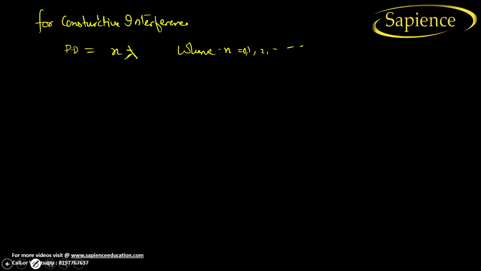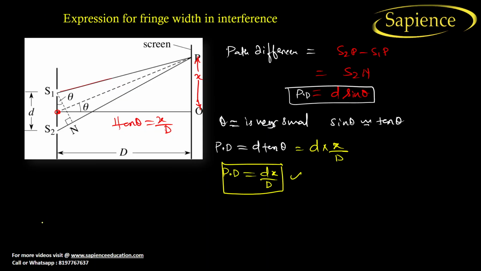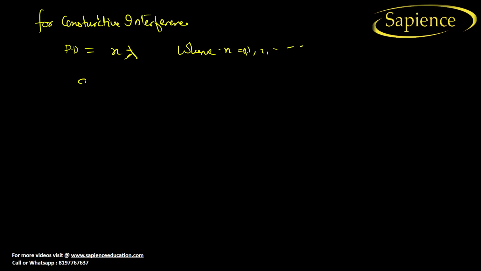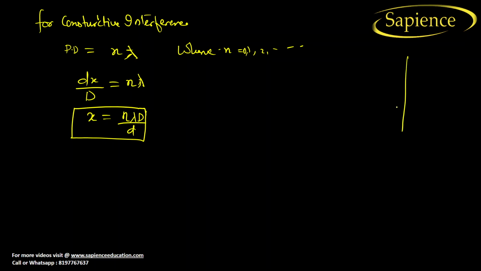Also, the path difference we have derived is dx by capital D. So dx by capital D is equal to n into lambda. Now from here, x can be obtained as n lambda D by small d. What is basically x? It is the distance of the nth fringe from the central fringe.